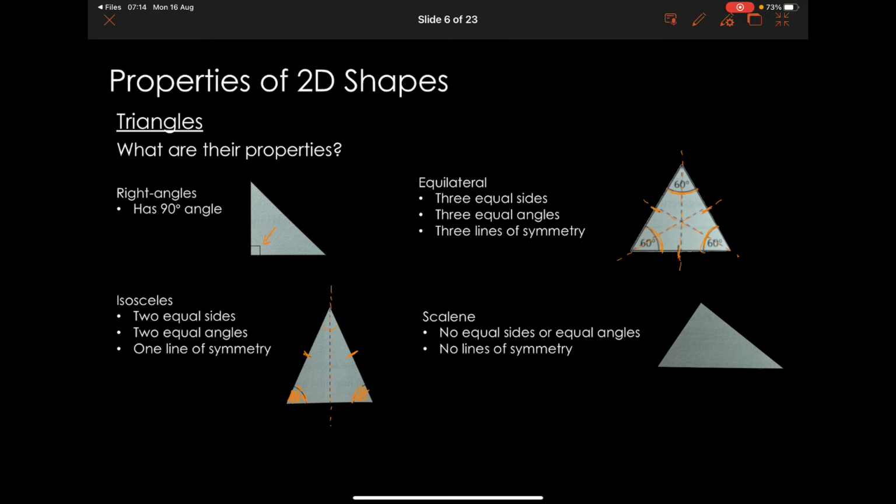Finally, we have the scalene triangle, which is all completely different. I remember this one because scalene is quite a strange word, and it just, to me, feels like it's all different. So each side is different, each angle is different, there are no lines of symmetry.